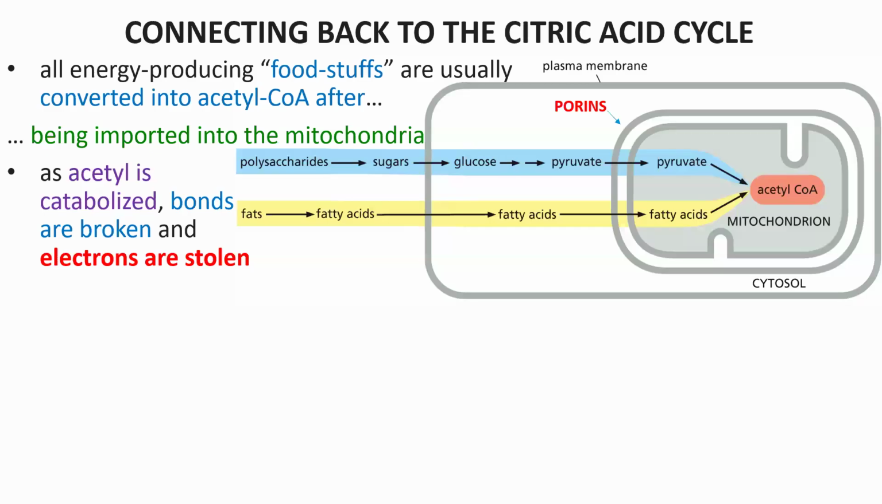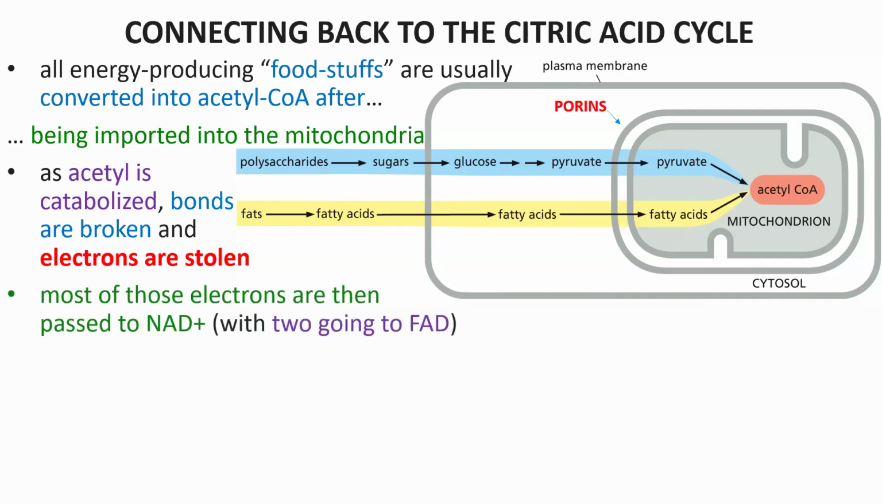Once acetyl is made, it's going to be catabolized by itself. Its bonds are going to be broken. Its electrons are going to be stolen. And all of that is happening by the citric acid cycle. That's what the citric acid cycle does. Acetyl is linked to oxaloacetate, making citrate.